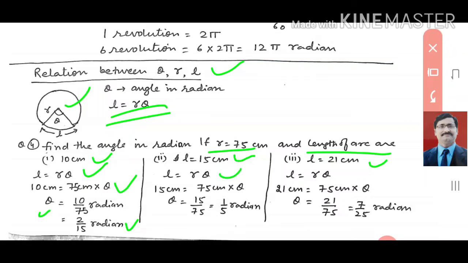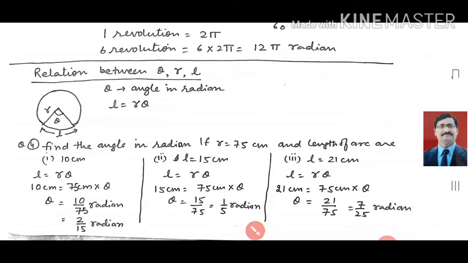Similarly second, L equal to r theta, L is here 15 centimeter and r is 75 centimeter. So theta we can write 15 upon 75, that is 1 upon 5 radian. Then L equal to r theta, L is 21 centimeter, r is 75 centimeter, and theta equals 21 by 75, so 7 upon 25 radian you will get. All of you understand this?